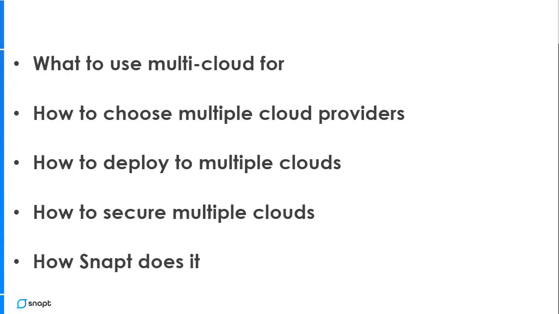So what we're going to talk about today, the main focus of the webinar now, is the second part of our series on multi-cloud, which is the assumption that we agree that multi-cloud really is a direction that all organizations are going, and how do you plan for or better embrace a multi-cloud strategy in your company, right? So we're going to look at what to use multi-cloud for, how to choose between multiple cloud providers, how to deploy to multiple cloud providers, how to then secure them and think about security across different providers, and then a little bit of insight into how Snapt does it in our organization.